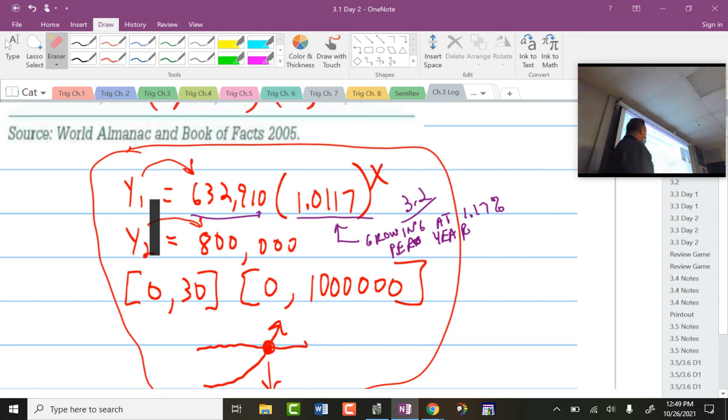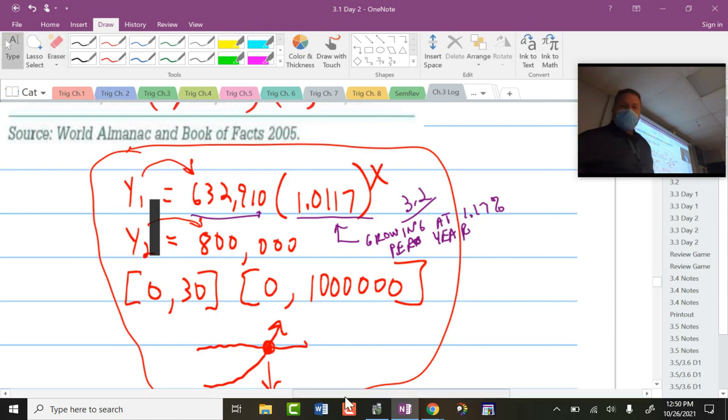You want to manipulate your window. I mean, for the love of dog, you're putting Y2 equals 800,000. Your Y maximum should be above 800,000. I just put it at 1,000,000. So those are my window values that I choose. And how many years might this take? This might take 30 years or less. You might want to put 50 years. That's why 0 to 30 is a good check for our X window.